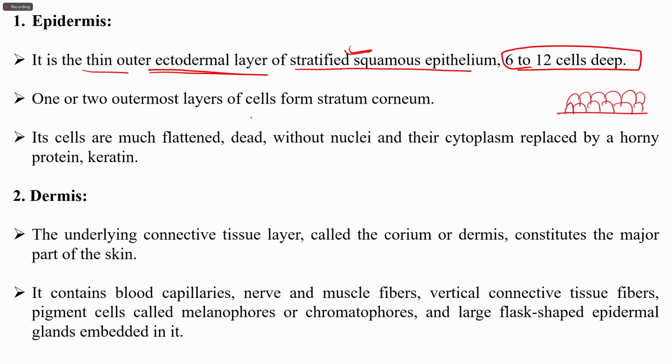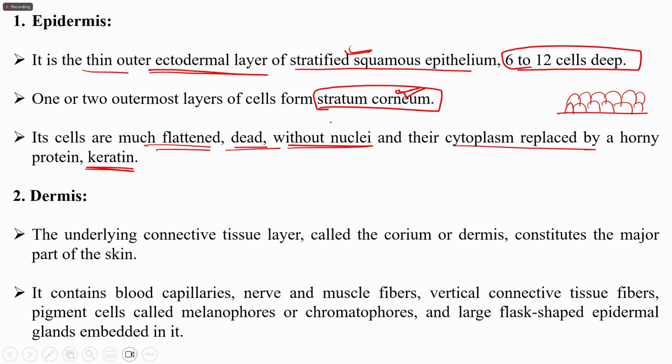One or two outermost layers of cells form the stratum corneum. Its cells are much flattened, dead, without nuclei, and their cytoplasm is replaced by a horny protein, which is keratin. So the outer layer is keratinized.